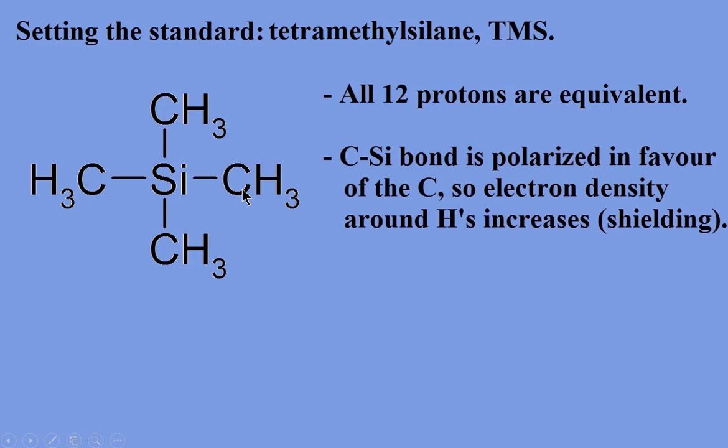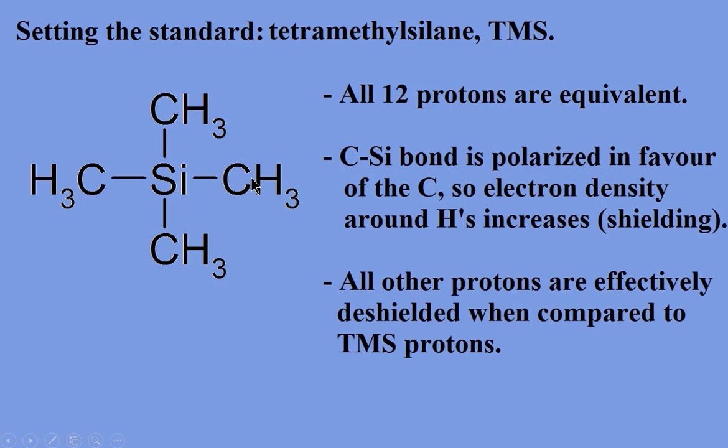But the carbon to silicon bond itself is polarized in favor of the carbon. We've got a greater electronegativity for carbon compared to silicon, 2.5 compared to 1.8. So the electrons are polarized towards the carbon each time, making the carbon electron enriched. And so the surrounding carbon to hydrogen bonds get a bigger slice of the electron density in those carbon to hydrogen bonds.